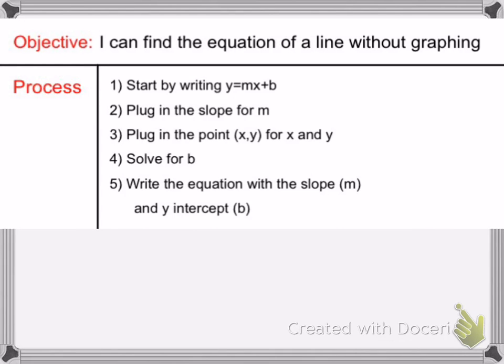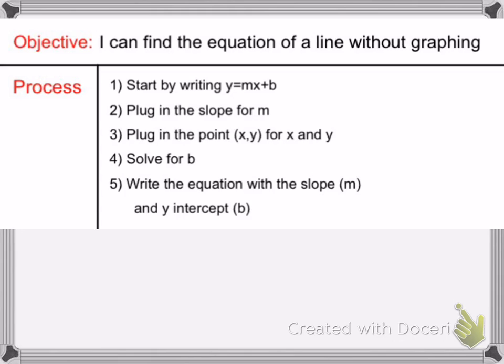Alright, start by writing down the objective: today we're going to be able to find the equation of a line without graphing it. That means I'm going to give you the slope and another point on the line, and you're going to figure out the y-intercept so that we can write the equation without all that extra work of graphing it and backing up to the y-axis.